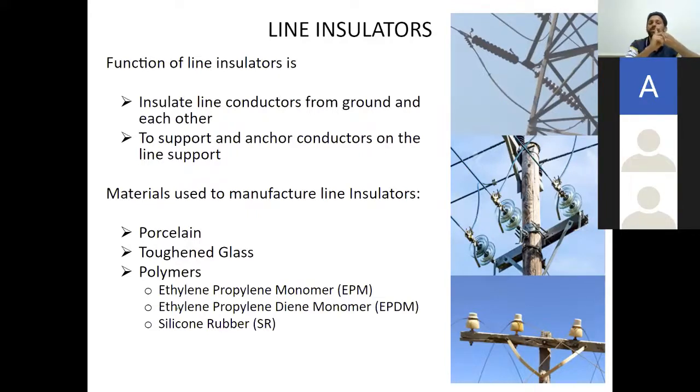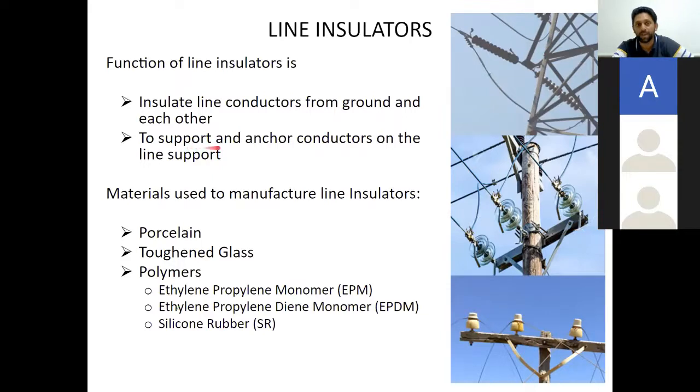Third main component is line insulator. The function of line insulator is to insulate line conductors from ground and from each other. This is the line insulator, and this is the line. This line you cannot directly connect to this tower. If you directly connect to this tower, which is made of steel, it will become a short circuit. So to insulate is the first job of an insulator.